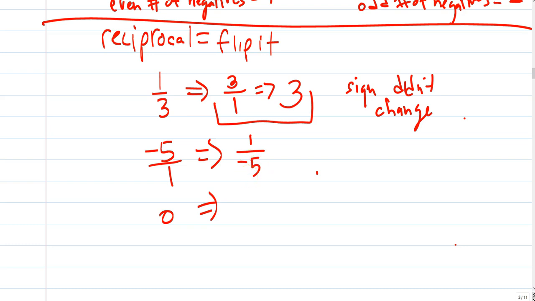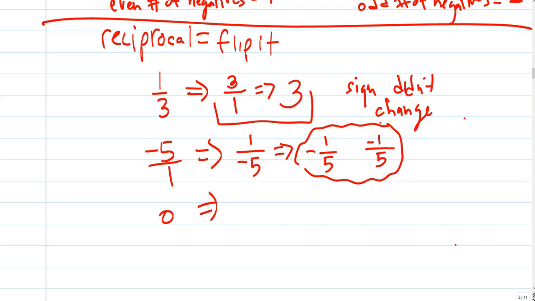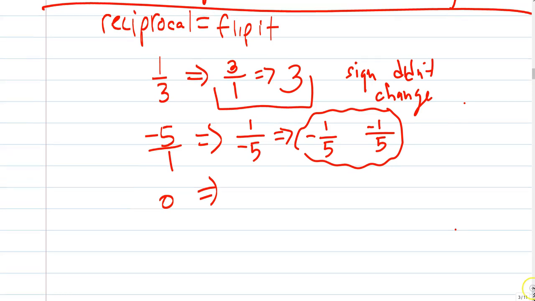I wouldn't leave it like that. I would write that as negative 1/5, or we can have the negative kind of travel to the top, negative 1 over 5. Either of those I would accept. But notice, the beginning was negative, and the result was still negative. The sign doesn't change.